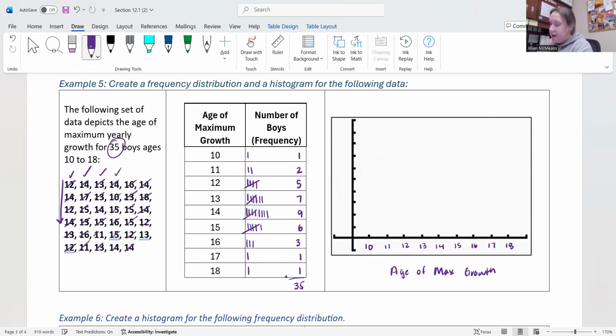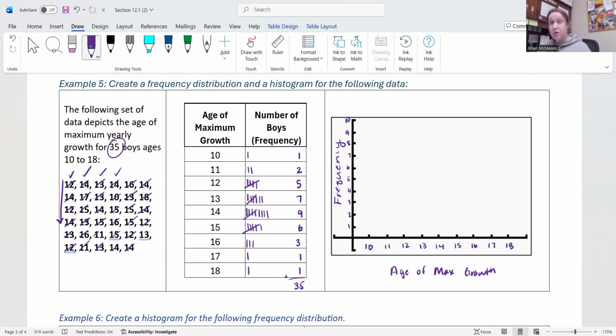Okay. Now, along the y-axis, that's going to represent your frequency. So we're going to go ahead and title the y-axis the frequency. And then let's see, we have 1, 2, 3, 4, 5, 6, 7, 8, 9, 10 tick marks. So 10, 9, 8, 7, 6, 5, 4, 3, 2, 1. And that's perfect for our table because we have, at most, 9 as a frequency.